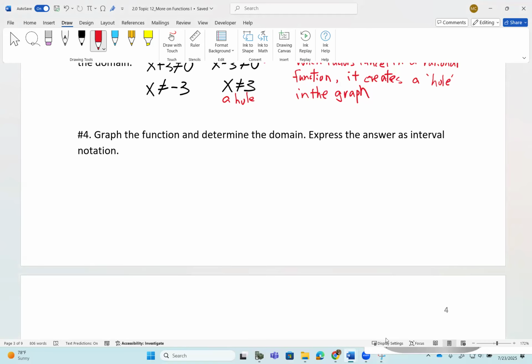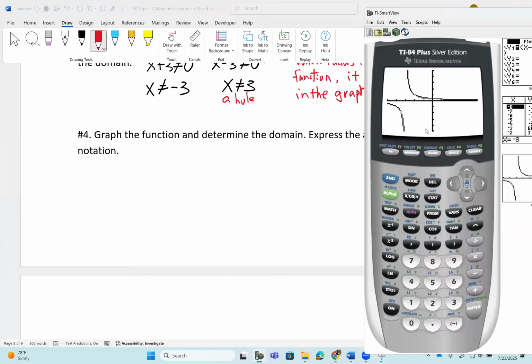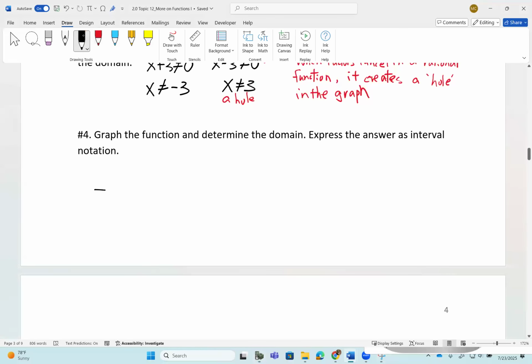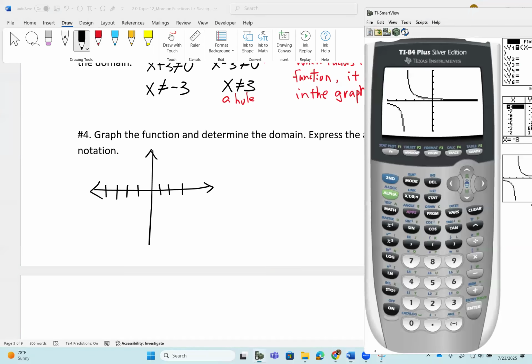You know what? Let me sketch this one. All right. 1, 2, 3. 1, 2, 3, 4. Okay. So the left side, all right, the graph exists. This part right here, 1, 2, 3.